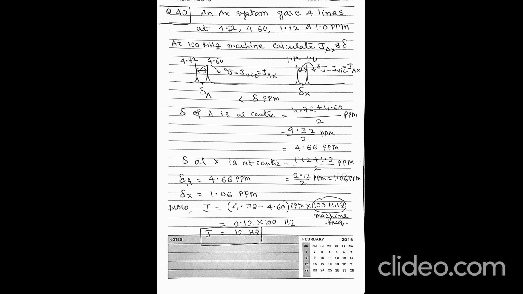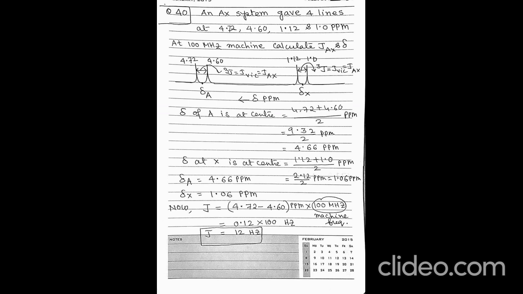Now if we calculate the J, we know the gap between two side by side lines of a multiplet is called J. As A hydrogen is coupling with X hydrogen and X hydrogen is also coupling with A hydrogen, if we take the difference between 4.72 minus 4.60, or between 1.12 minus 1.0, the difference will come the same, that is 0.12 ppm.